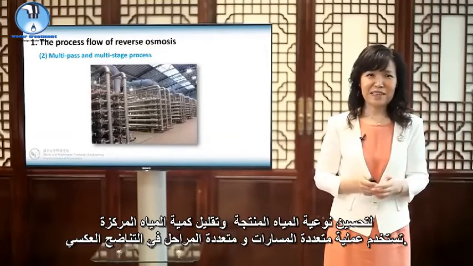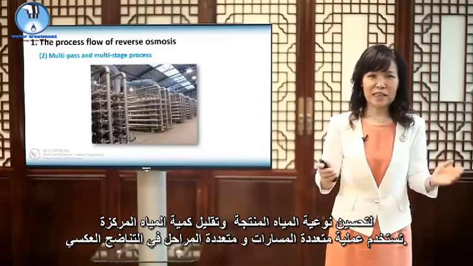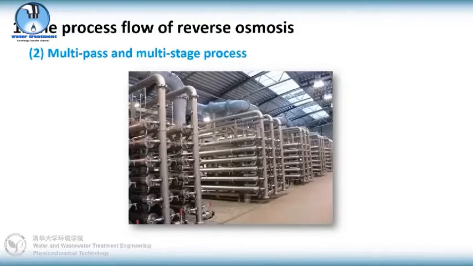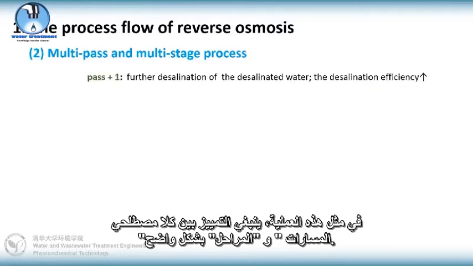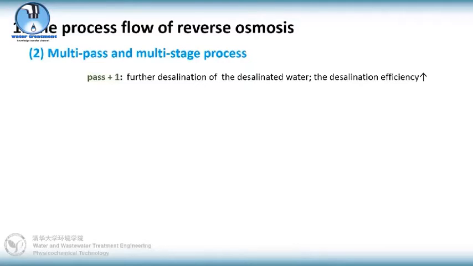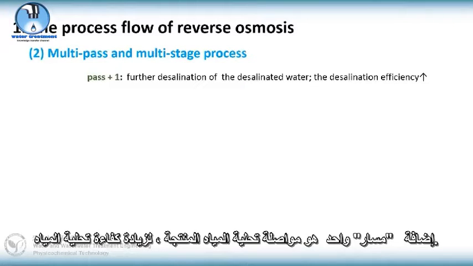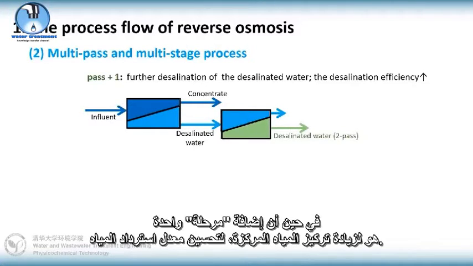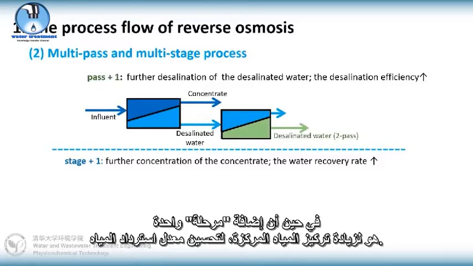To improve the effluent quality and reduce the concentrate amount, multi-pass, multi-stage process is often used in reverse osmosis. In such process, the two terms pass and stage should be distinguished clearly. The addition of one pass is to further desalinate the effluent to increase the desalination efficiency, while the addition of one stage is to further concentrate the concentrated water to improve the water recovery rate.